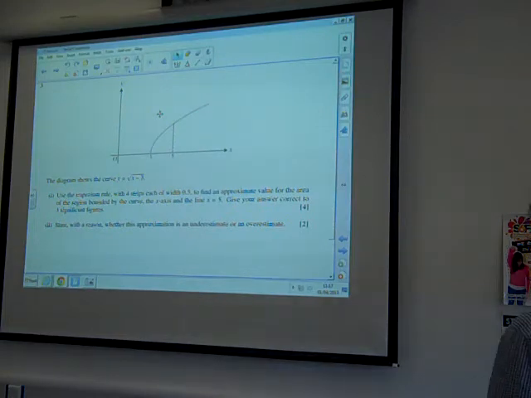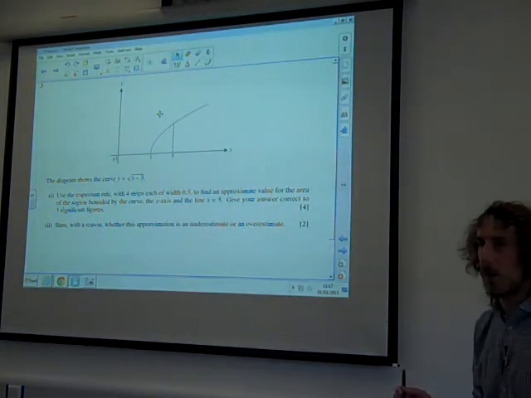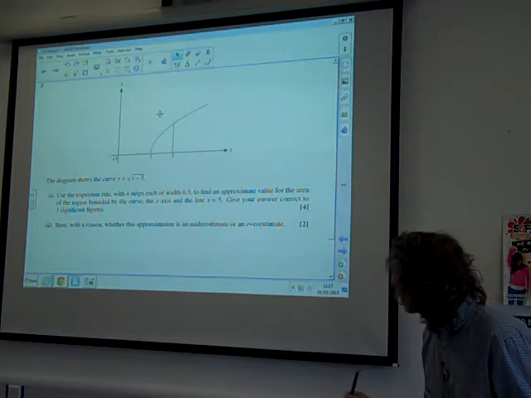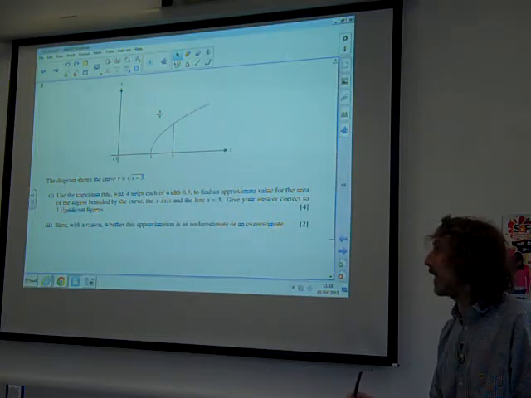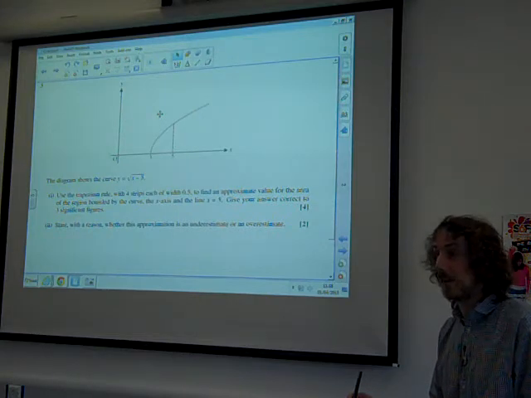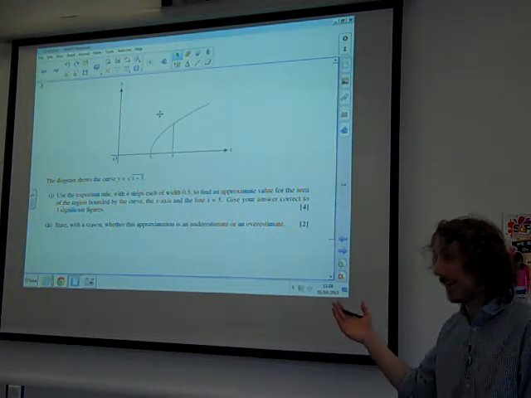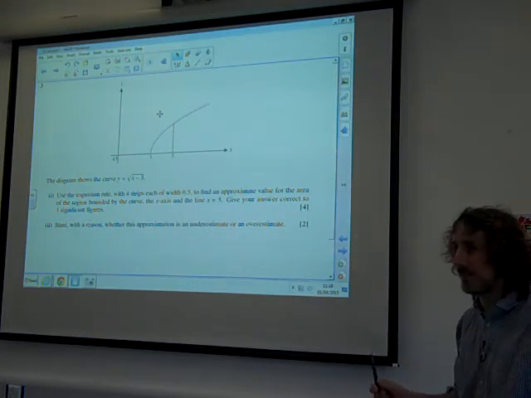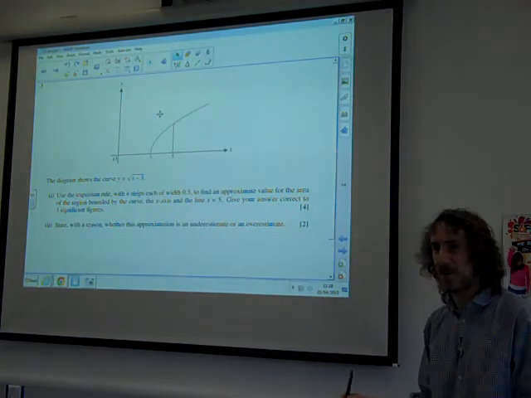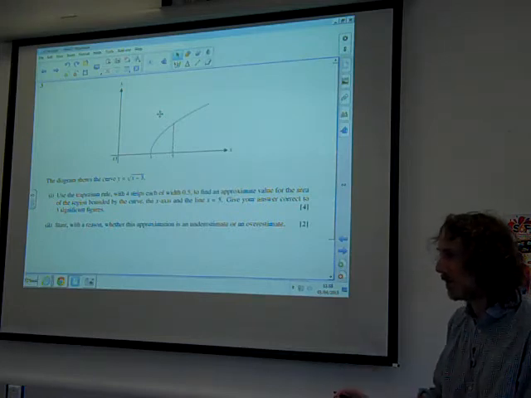Okay, so question 3. The diagram shows the curve y equals the square root of x minus 3. The exciting thing is we can't really integrate that yet in Core 2. But by the end of the summer, before you go on your summer holidays, we should have worked out how to integrate that. That would be great, won't it? Something to look forward to.